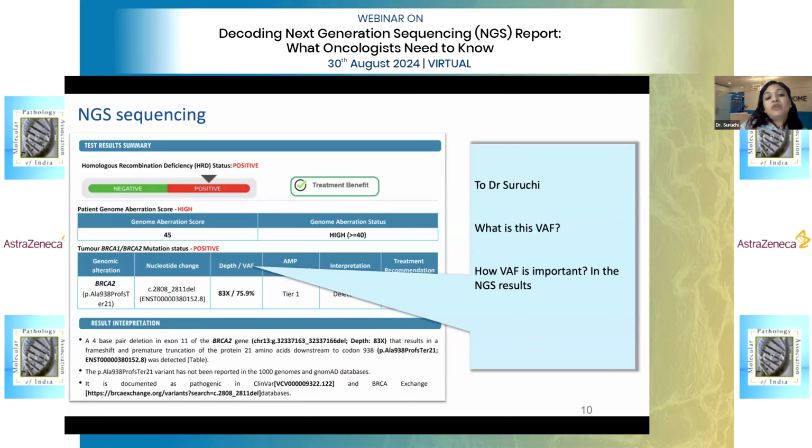We have the Integrative Genomics Viewer, which can be used to visualize the reads. That is a mandatory practice: any variant that we are reporting has to be visualized for read quality. One is the base quality, which is done by the pipeline, and then there is the read quality, how the reads are.